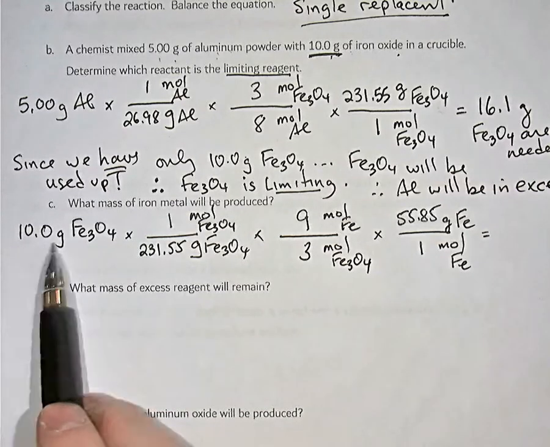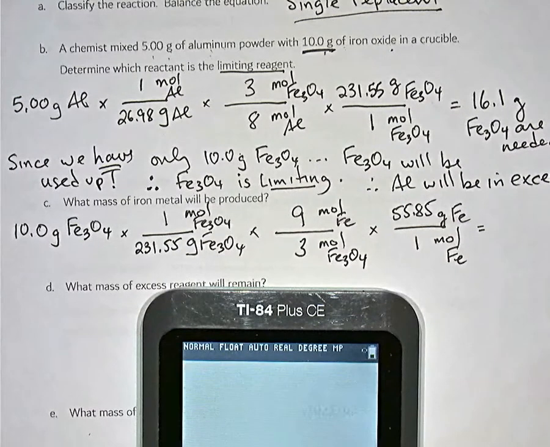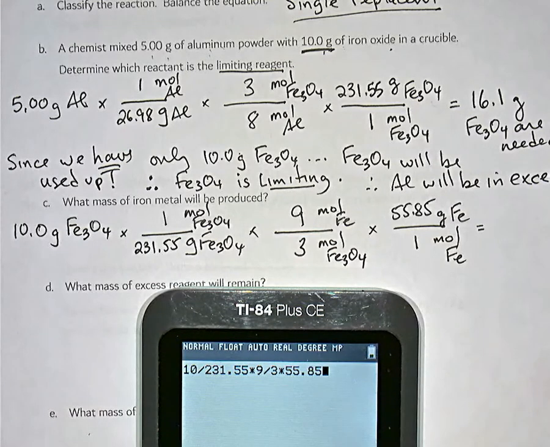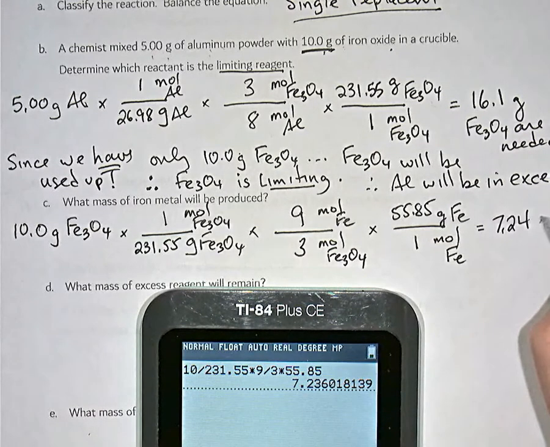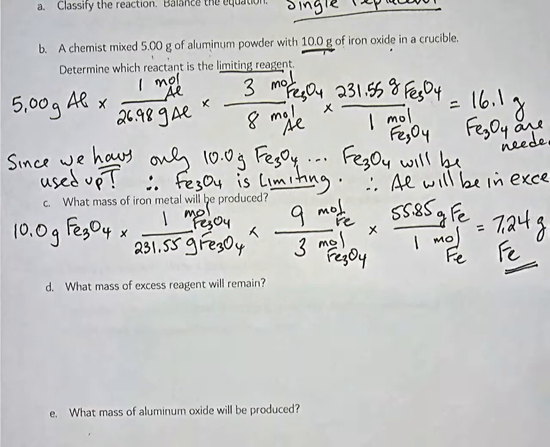On my calculator, we're going to keep 3 digits in the answer. So 10, I'll clear that so you can see, 10, and we're going to divide by 231.55, times by 9 and divide by 3, and times by 55.85. Keeping 3 digits, we get 7.24 grams of iron metal will be produced. Okay, so you identify the limiting reagent so that you can start with it when you're making any predictions about how much product you can make.